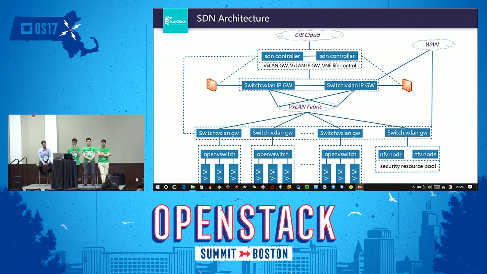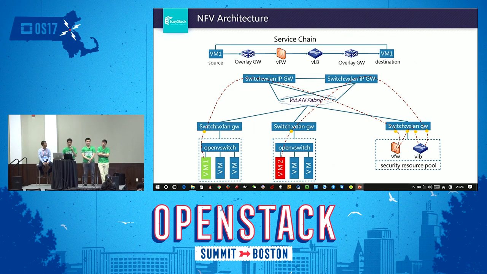When a tenant creates a router, a VPN instance will be created on the gateway switch. And when associating a subnet to a router, a VSI interface will be created on the gateway switch. Data streams will go out and in using this tunnel. And in the SDN architecture section, we introduce the data stream on north and south.